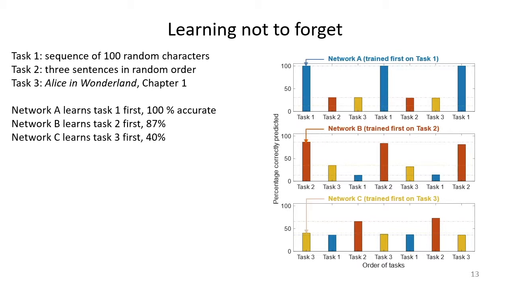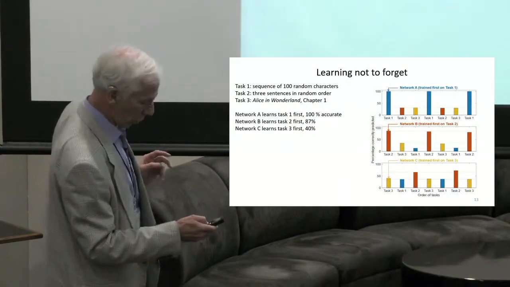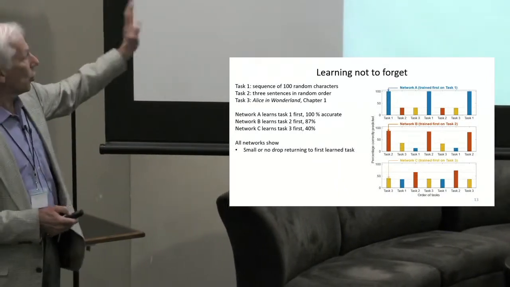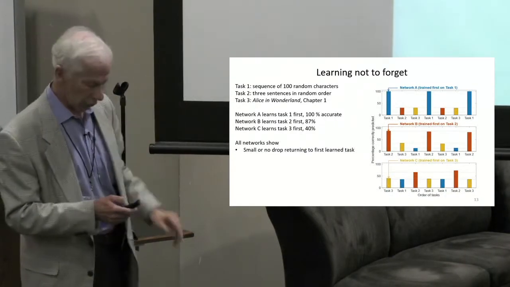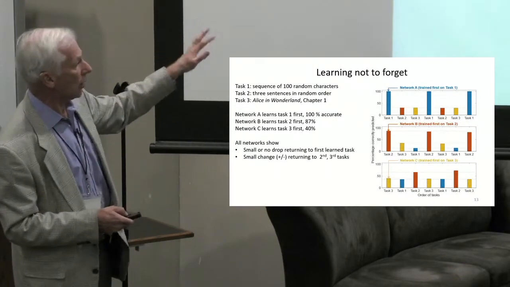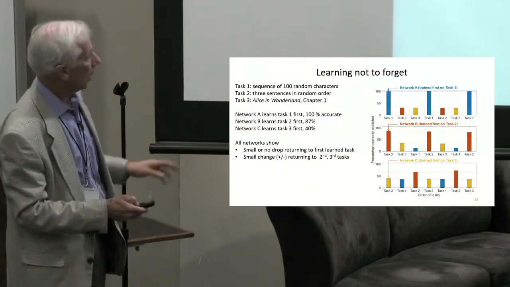C, same sort of story. It gets this 40% immediately, a little bit of loss after doing task 1 and 2, but when it comes back to 3, it's comparable to the first time it did it, and the third time through, comparable again. So there's little or no drop when the network, the appropriate A, B, or C network, returns to the first task that it learned. They're small changes. It can even be positive, like here, where it gets better the second time through.